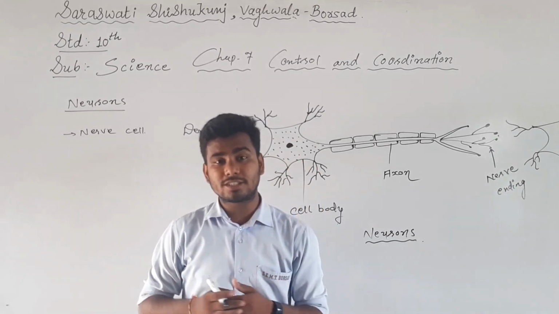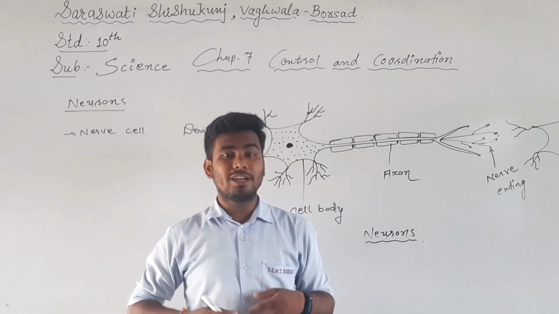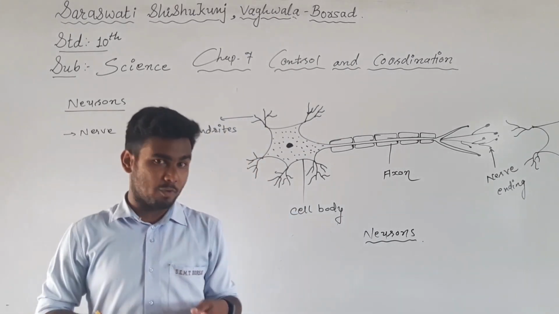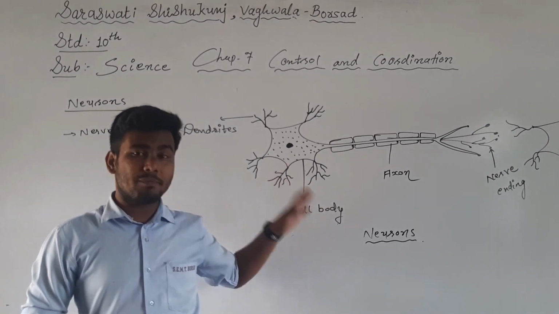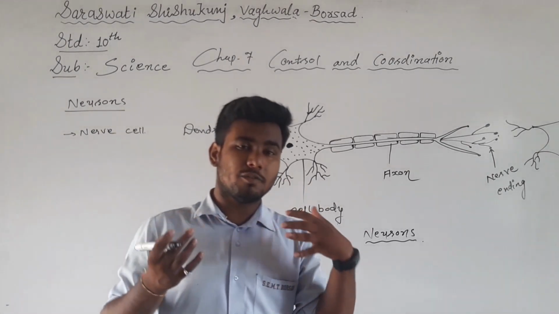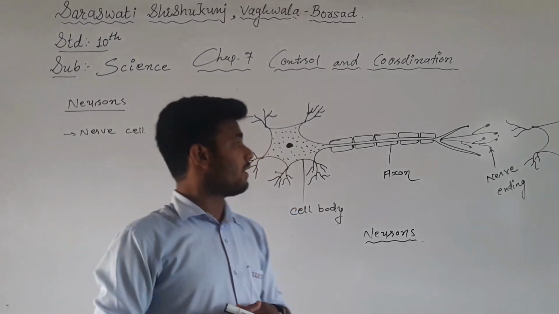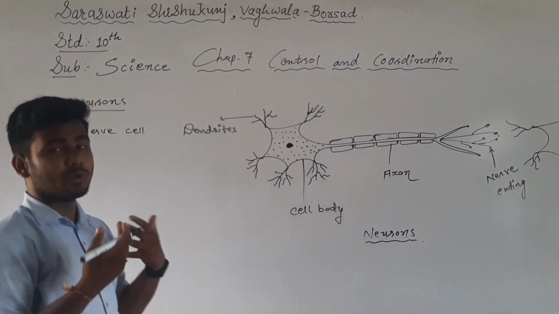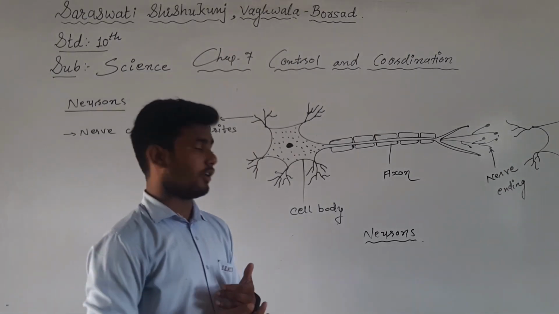Already in chapter number 6 we have studied that our small intestine is 6.5 meters long, and how it is compressed in our body. Similarly, the number of neurons in our body is also very large. So first of all, let's understand what these neurons are and how they work.